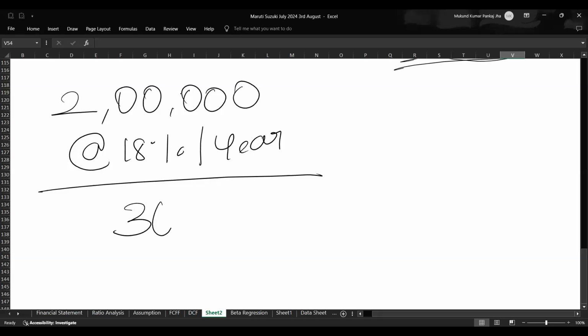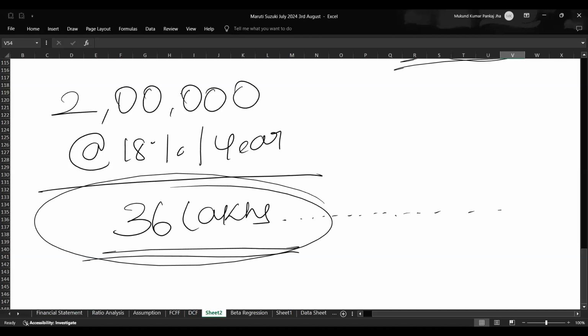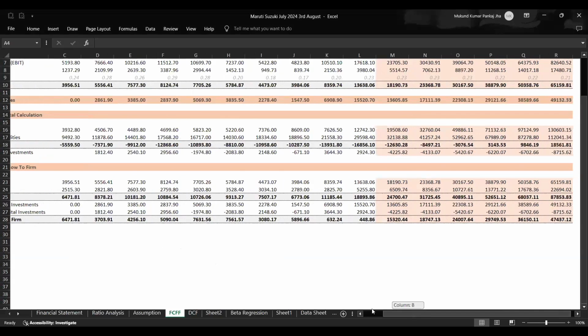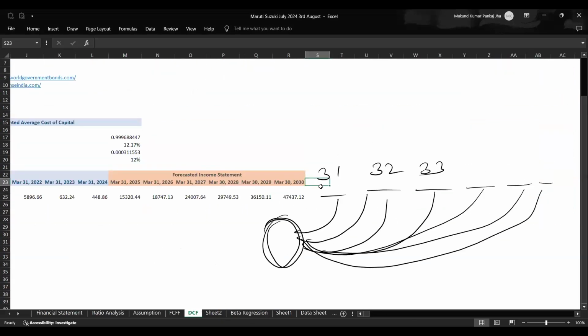36 lakhs is the return that you are going to generate every year till perpetuity. The retirement problem is resolved. He is able to serve his retirement. Based on the same logic, we are going to calculate the cash flow for the terminal year.